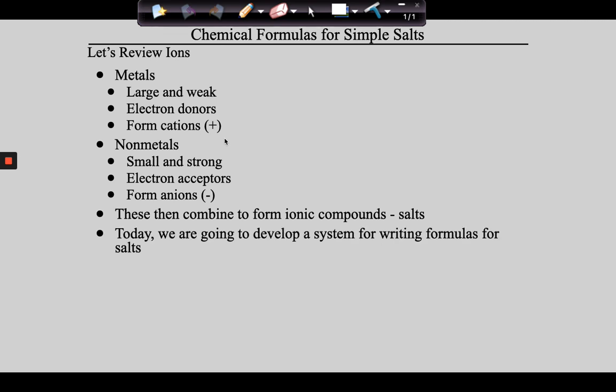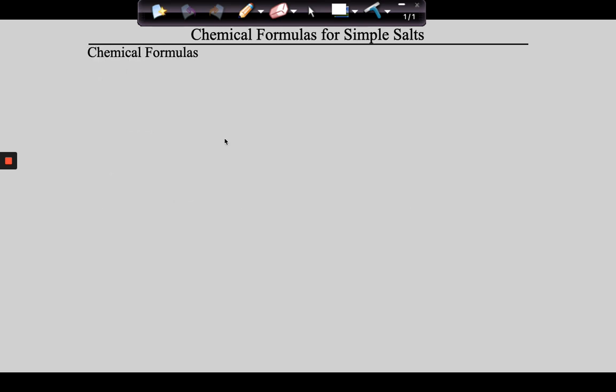So guys, today what we're going to do is figure out a naming structure for figuring out the formulas for salts. But guys, before we do this, and this is going to be worth writing down because this is new, we need to identify what chemical formulas are. So scratch this in your notes.